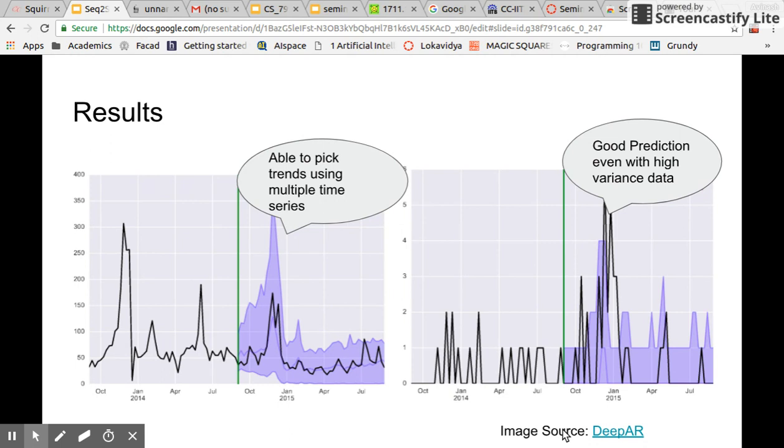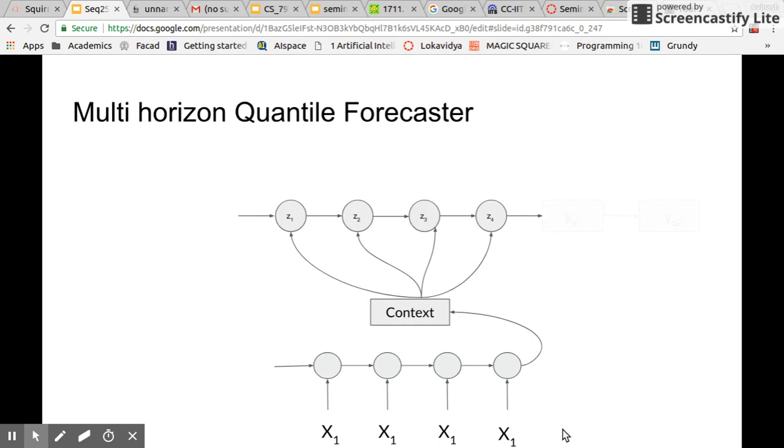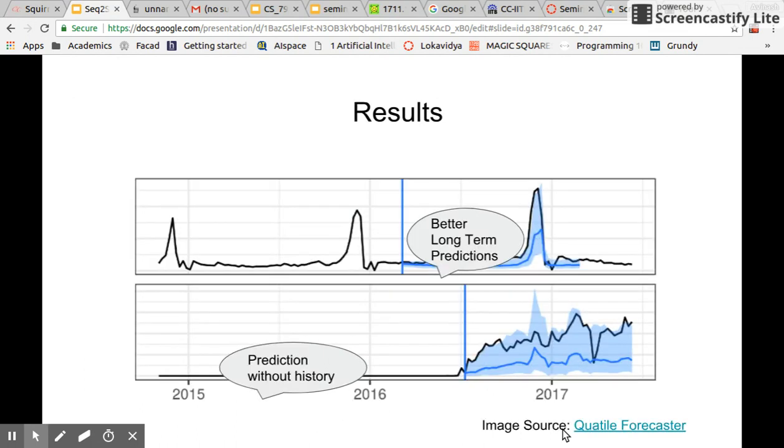This model is able to pick up trends using multiple time series. It is used to calculate various quantiles, and these quantiles are used to predict the various y values. This model is very good at long-term predictions, and it can predict even without a history being available. So basically, it is very helpful in predicting even if you don't have history.